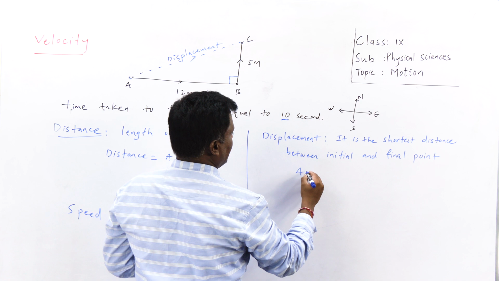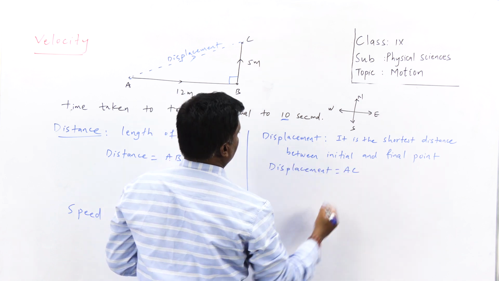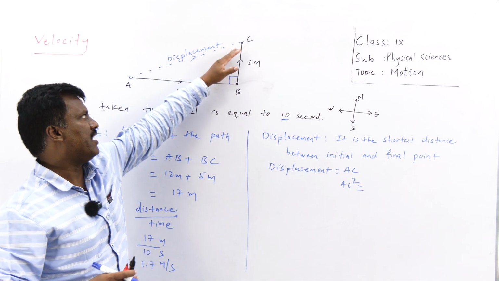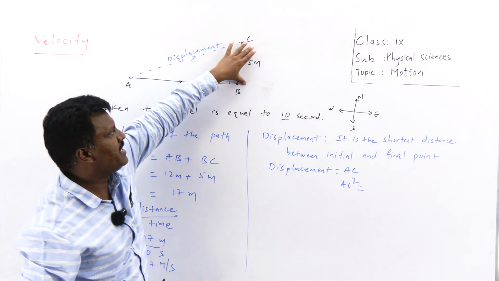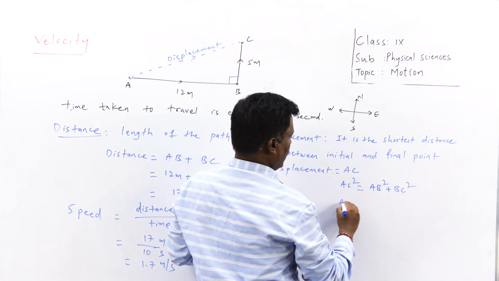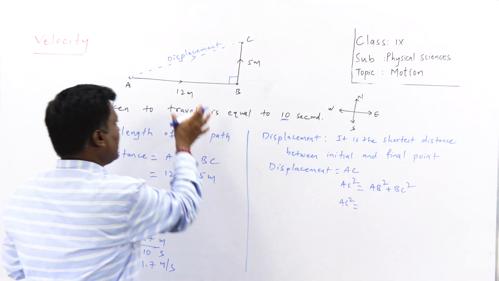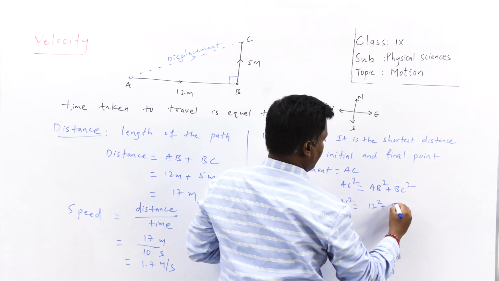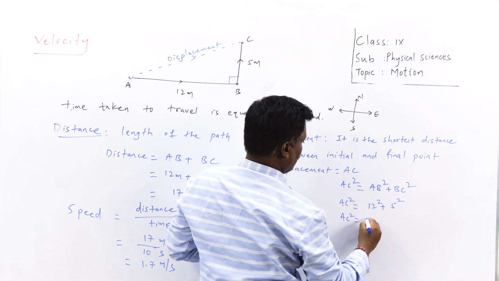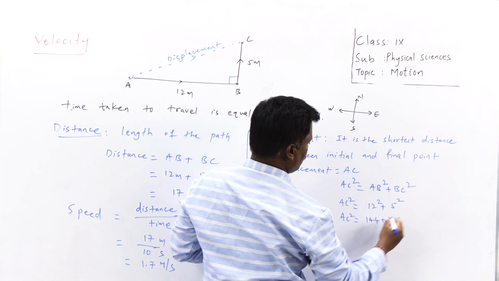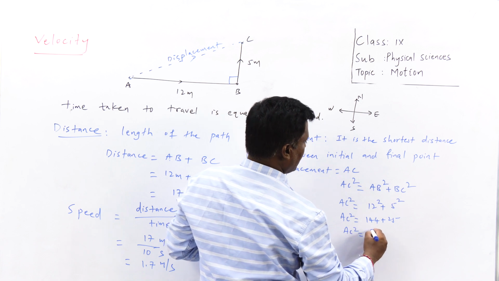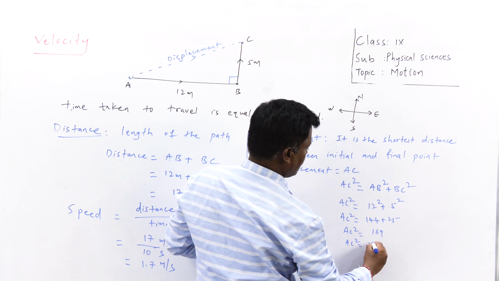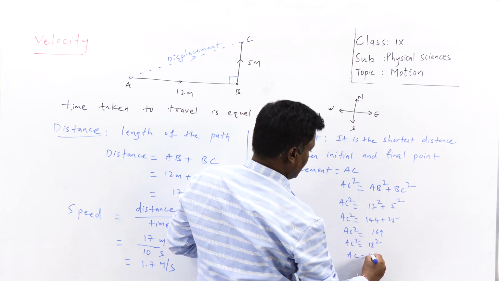So the displacement is equal to AC. To find that, AC square is equal to AB square plus BC square. What is the length of AB? 12. So 12 square plus, what is the length of BC? 5. 5 square. Then AC square is equal to 12 square, value 144, plus 5 square, value 25. Total AC square is 169. 169 can also be written as 13 square. AC square is equal to 13 square, then AC is equal to 13.